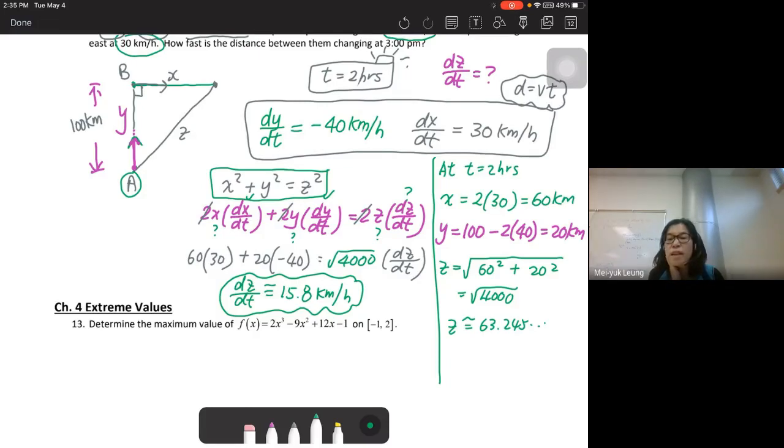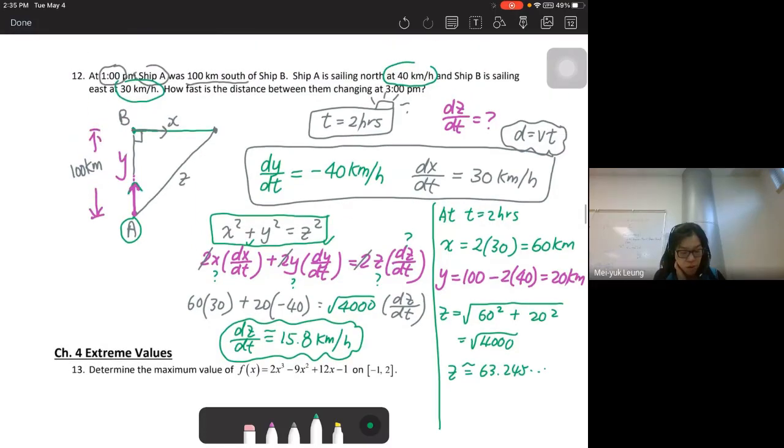Feng is asking, can I define y as the distance A travels? Yes, you can define y as the distance A travels. Then you have to always think about 100 minus y when you set up the equation using the Pythagorean theorem.